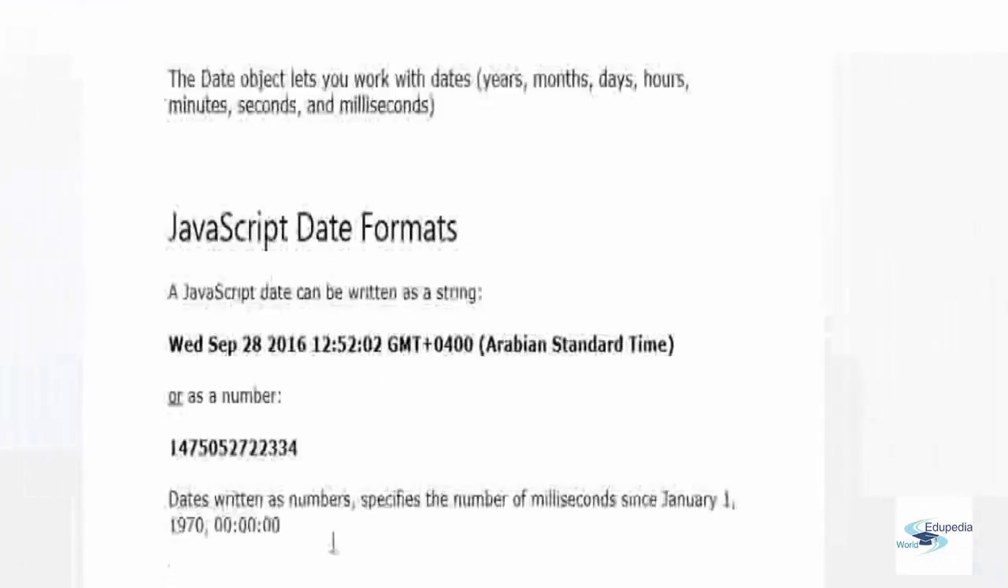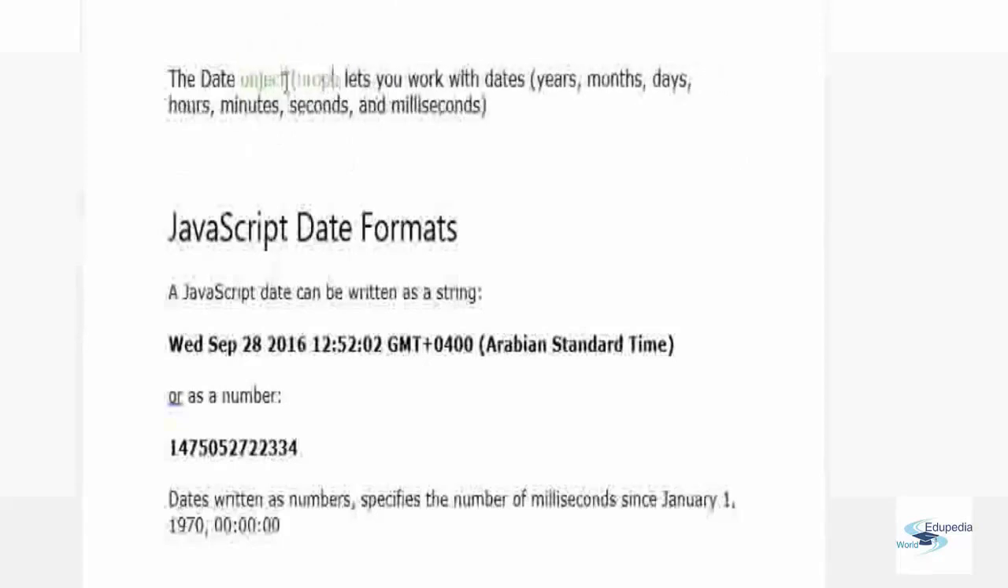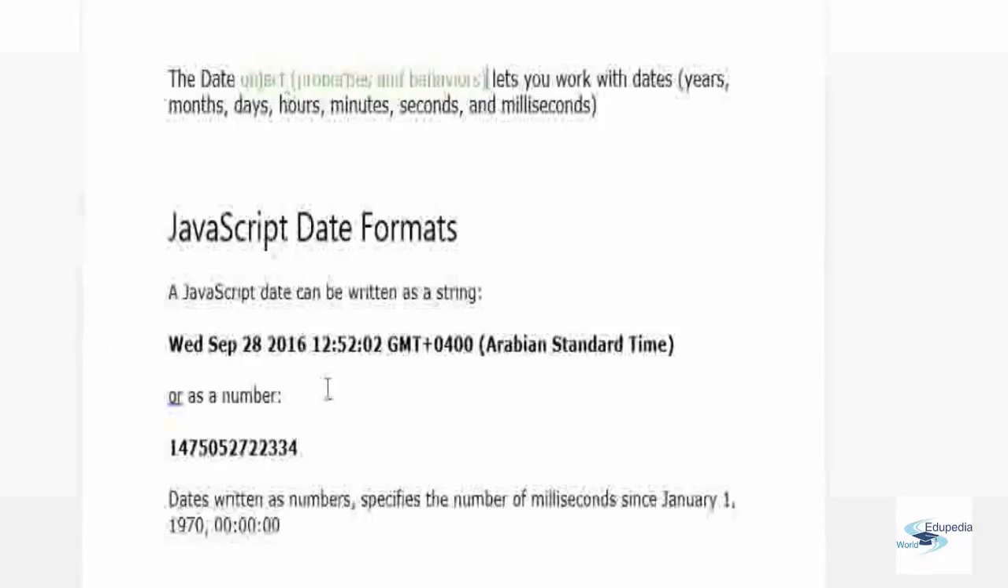If you look at the notes that I have here for you, the date object, it's an object. The reason why we call it an object is because it has properties and behaviors that you can manipulate. So JavaScript date is an object, and objects have lots of functions and methods associated with them.